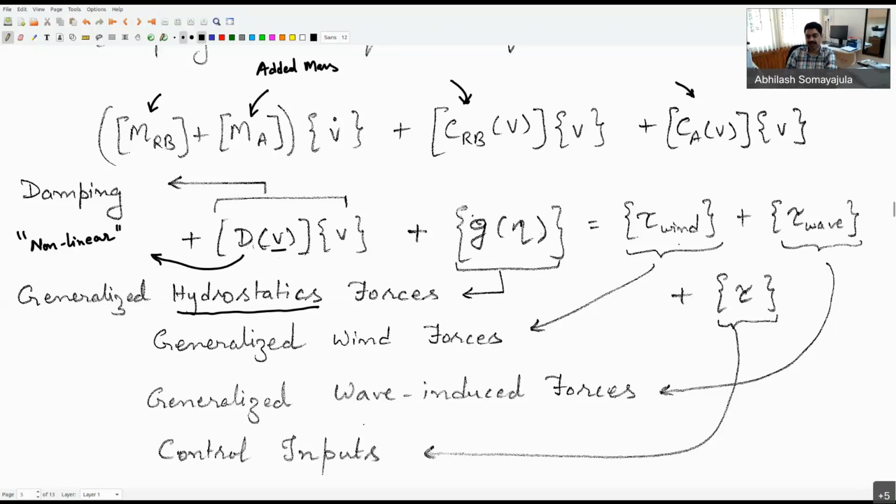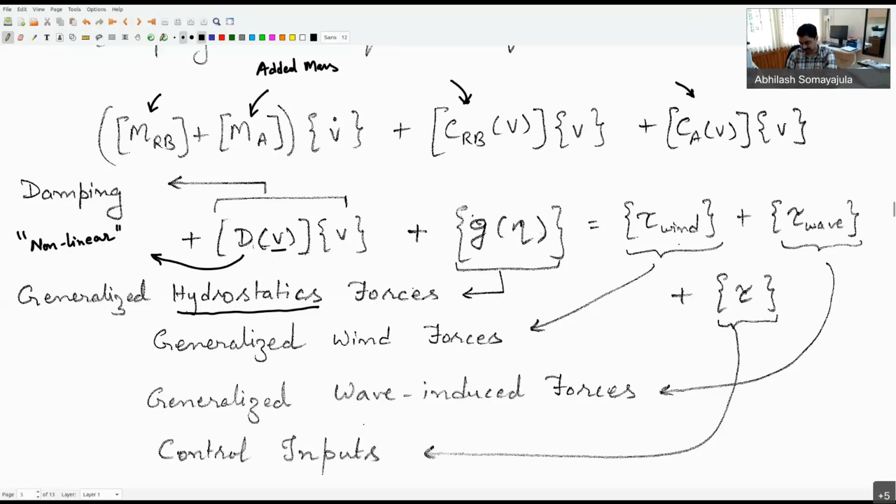But if you're looking at an underwater vehicle, that would not be the case. Depending on where the center of buoyancy is and where the center of gravity is, and as you ballast the vehicle, how the center of buoyancy or center of gravity shifts will cause some generalized hydrostatic forces to come into the picture.